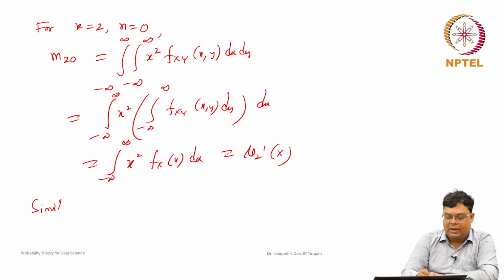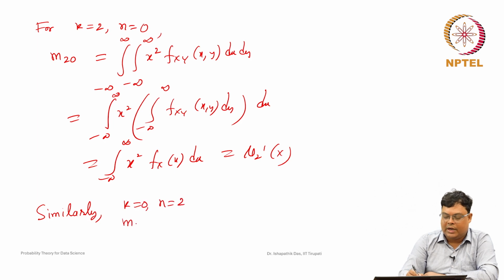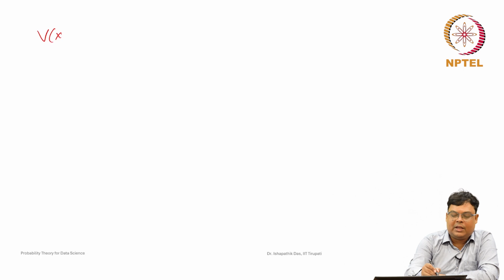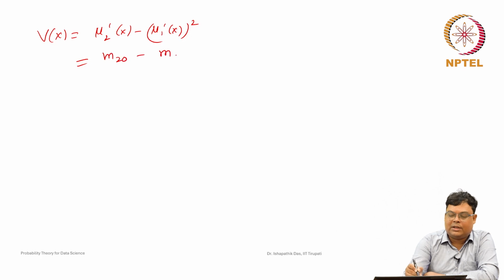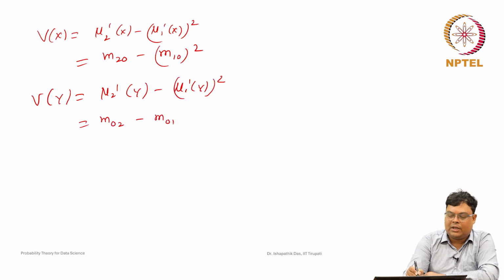Similarly, if you take k equal to 0, n equal to 2, we get m 0 2, and you can find this is nothing but mu 2 dash for the random variable y. Hence, the variance of x is mu 2 dash x minus mu 1 dash x whole square. So, it is nothing but m 2 0 minus m 1 0 whole square. Similarly, variance of y is mu 2 dash for y minus mu 1 dash for y whole square. This is nothing but m 0 2 minus m 0 1 whole square.